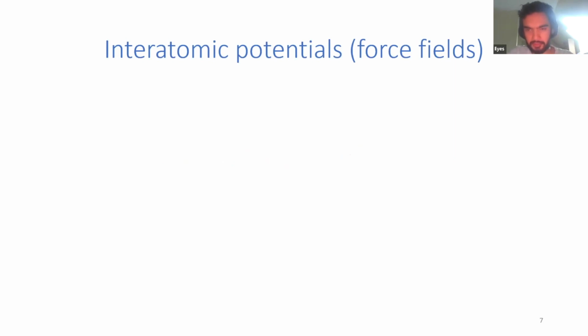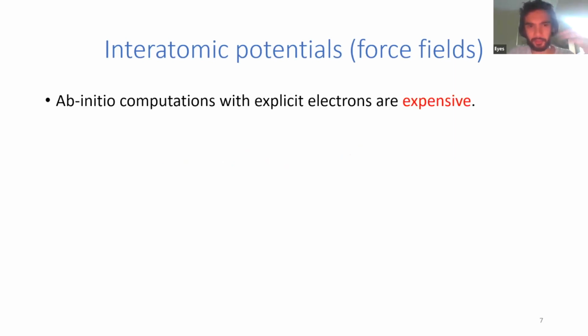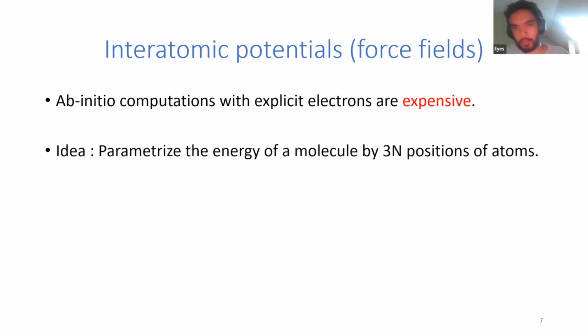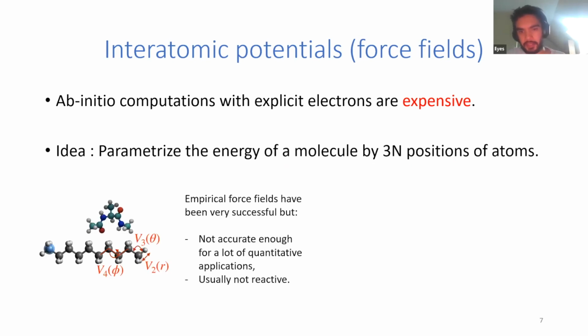So here is a bit of chemistry. I'm sure most of you know about this, but usually when you want to compute properties of molecules, like energies, you need ab initio computations that start from first principles, but they are very expensive. So the idea is to remove the electrons and parameterize the energy of a molecule by just the positions of the atoms. This has been very successful in the past. Empirical force fields have been very useful in biochemistry and other applications, but they are usually not accurate enough for a lot of quantitative applications, and they are also not reactive.